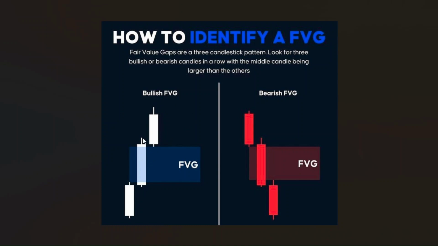You want to see the middle point of the three candle pattern being larger than the other two, and then you want to spot a gap between these two. So you mark that as a fair value gap, okay?